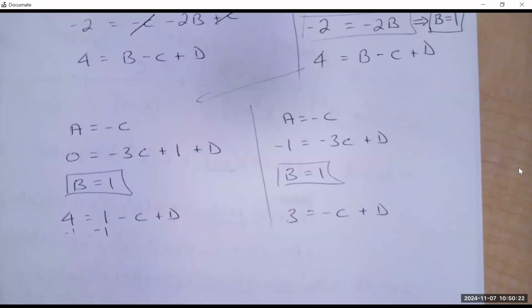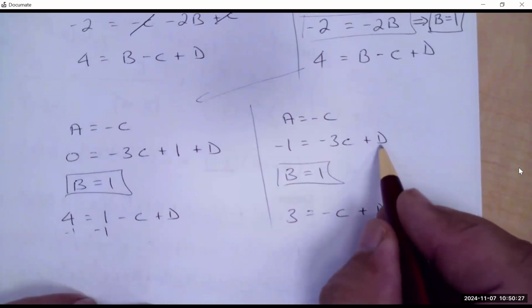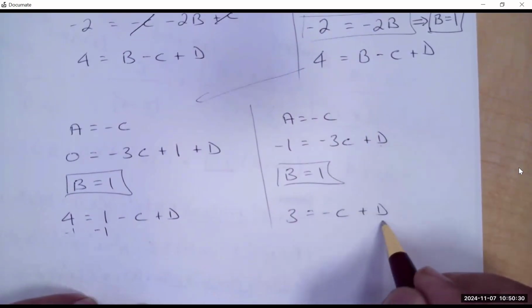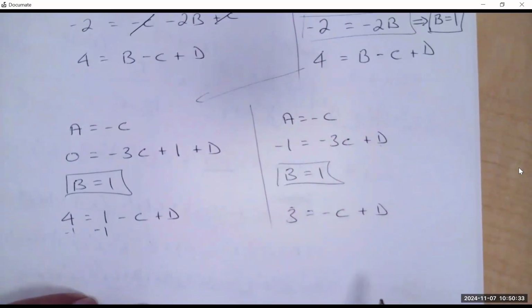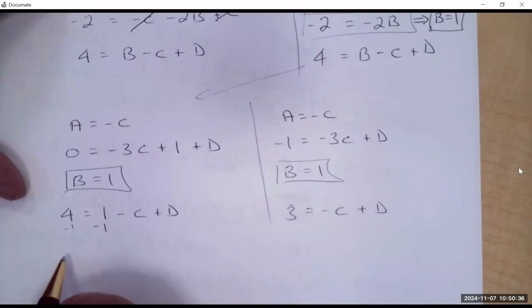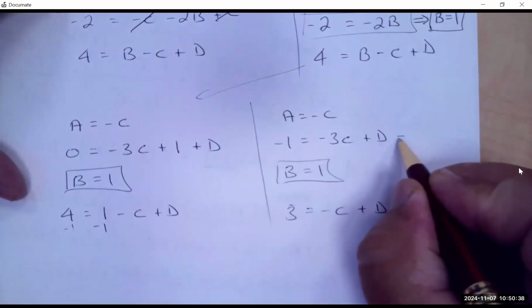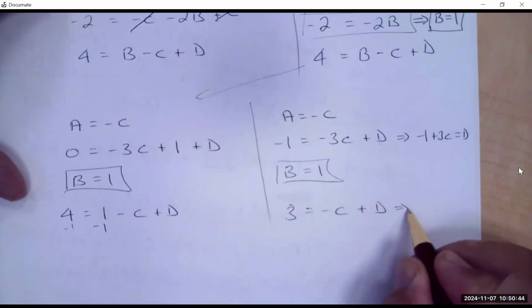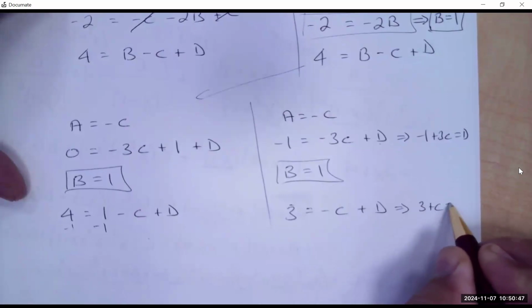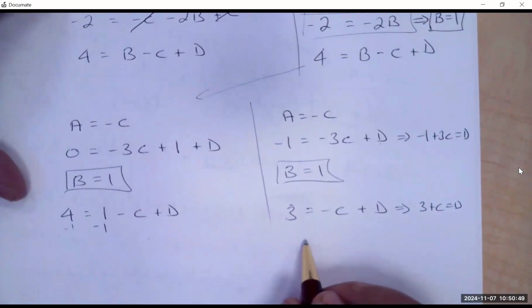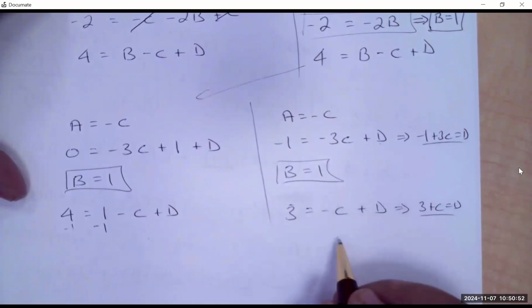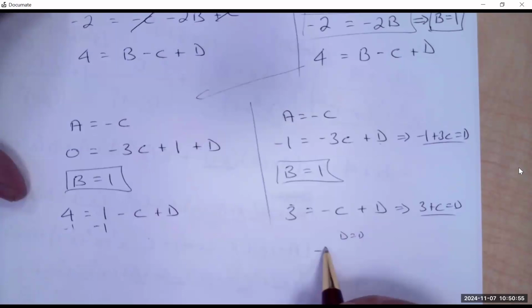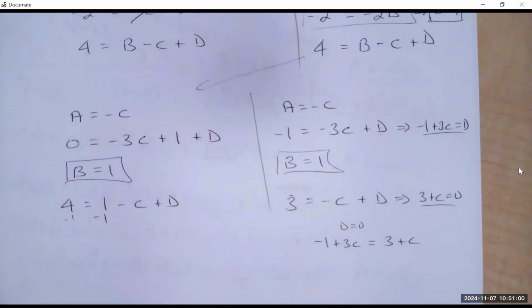What do we do next? Since this equals D and that has a D and that has a D, we could put those two together. Since this is negative 1 plus 3C equals D, and 3 plus C equals D, we have this equation equals that equation. D equals D. Negative 1 plus 3C equals 3 plus C. Solve for C.